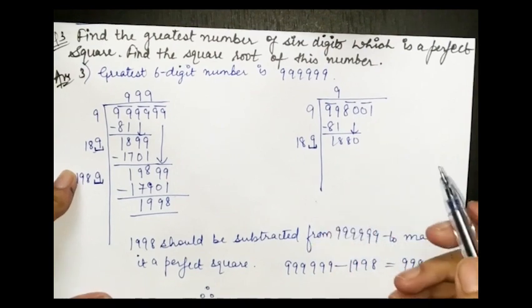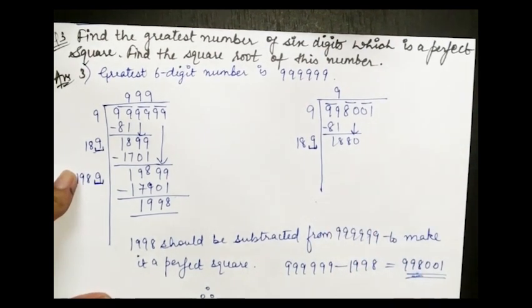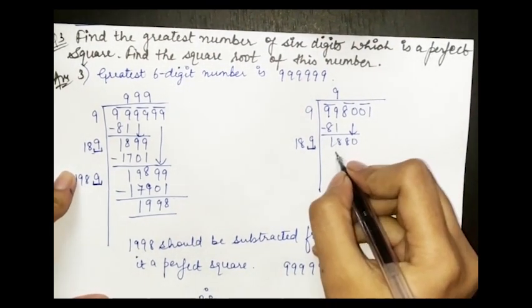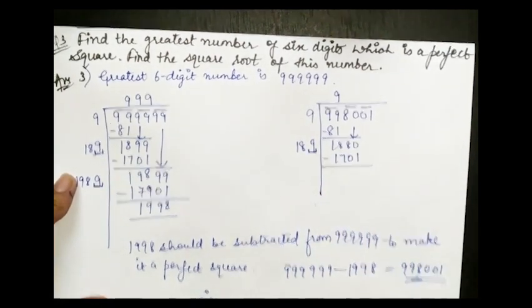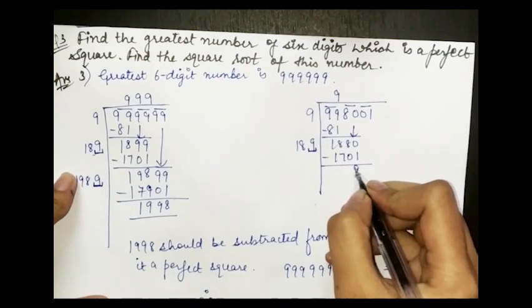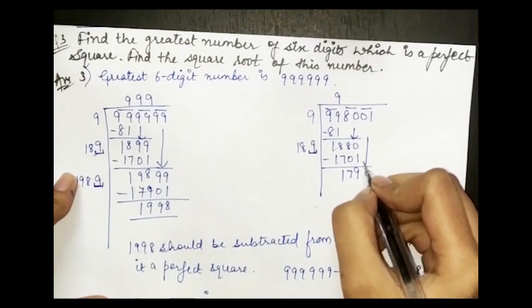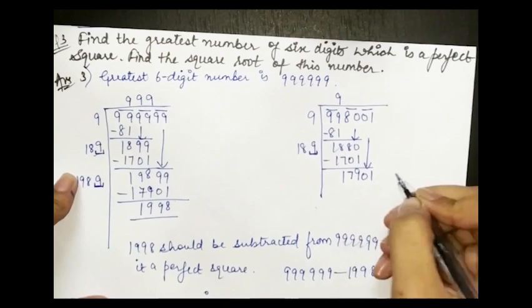Similarly, we will be subtracting, means 1701 minus that will be 179101. This will be the answer.